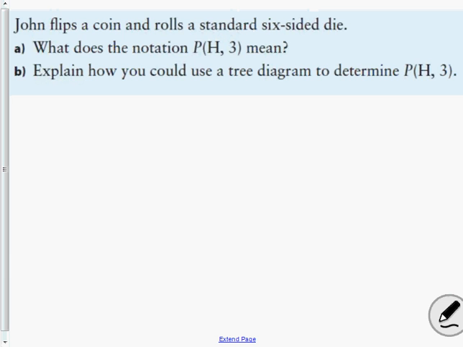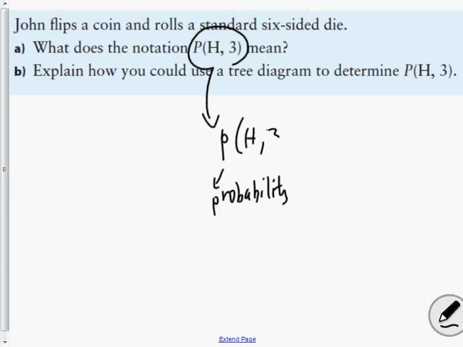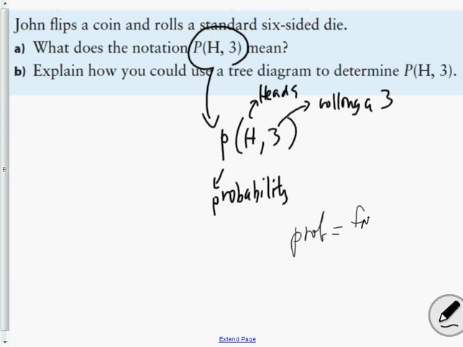So the first question says John flips a coin and rolls a 6-sided die. What does this mean? Well, the P stands for probability. And H3, the first letter stands for the first event, in this case flipping a heads. And the second letter stands for whatever the dice is, which is rolling a 3. So probability is calculated by taking the favorable outcomes, or what we're looking for, and dividing them by the possible outcomes.